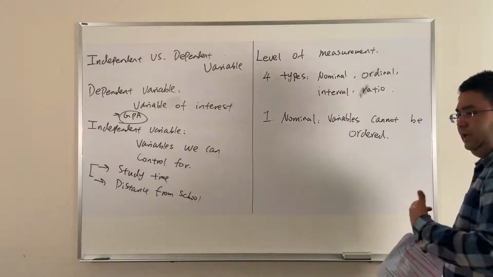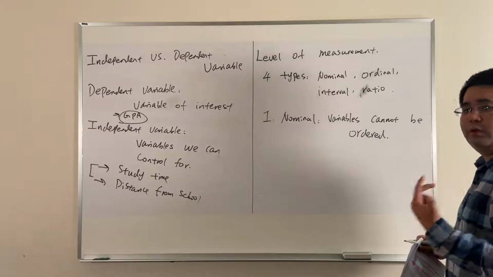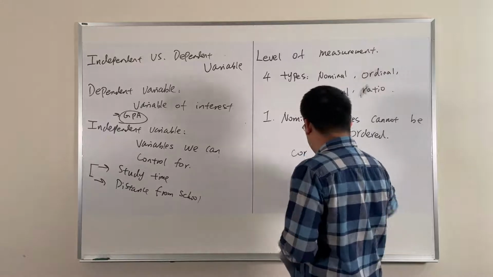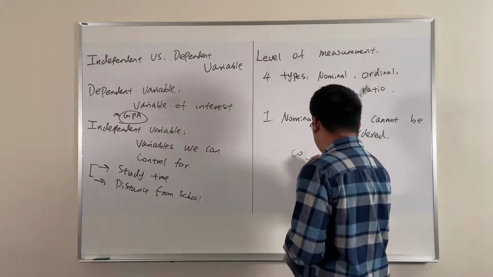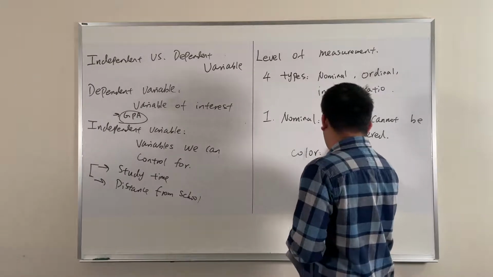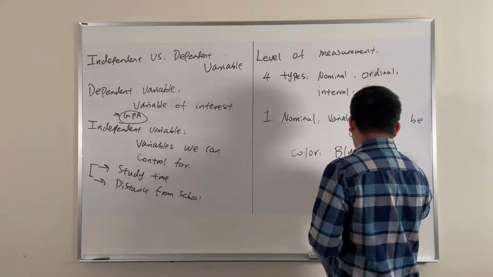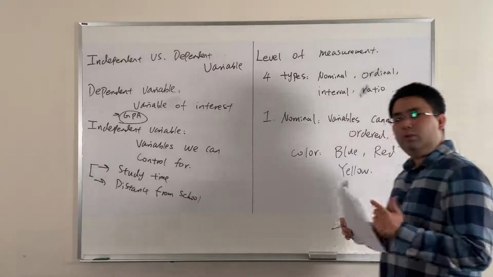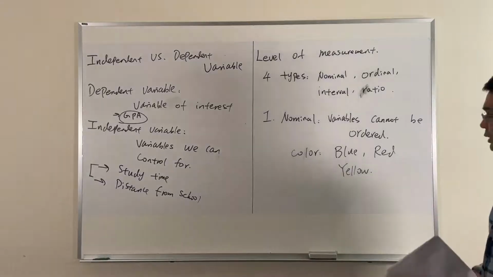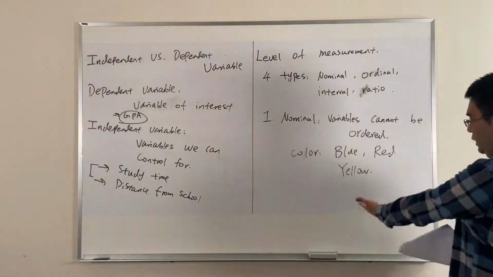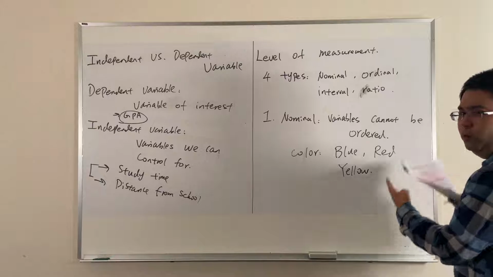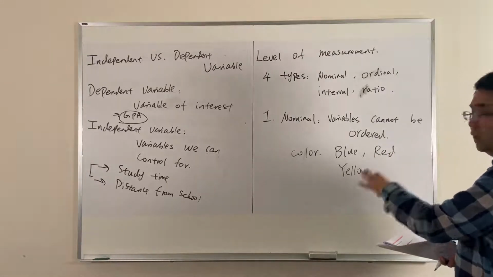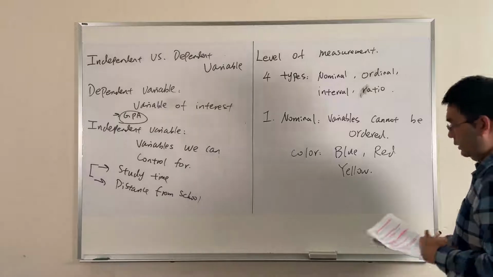So you're interested in someone's favorite color, right? So color: blue, red, yellow. Can you really rank them? The answer is no, right? Because someone likes blue, someone likes red, and someone likes yellow, but there's no way you can rank them, right? Or order them. So for these type of variables, they're nominal. You just cannot rank them. Okay, next.